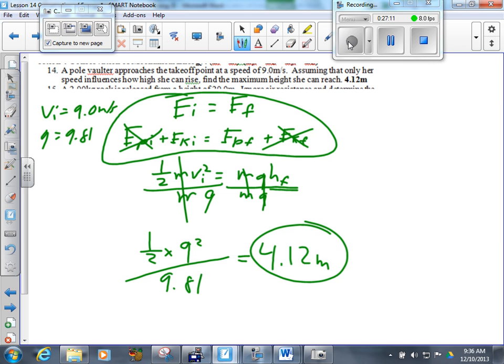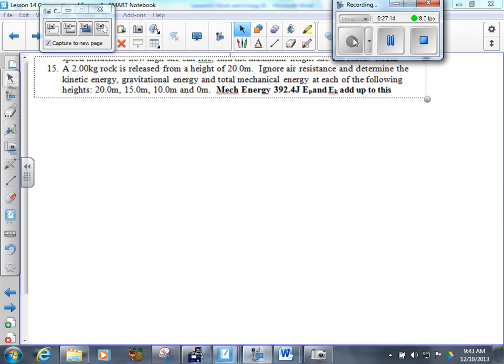Okay, but it's possible that you could have a question with 2 or 1 of them being 0. Okay, all right, keep going there, guys. So we've got this 2-kilogram rock released from a height of 20 meters. If it is released from a height of 20 meters, what kind of energy did it have at 20 meters? Potential only. All right. Okay. So it says ignore air resistance and determine the kinetic energy, gravitational energy, and total mechanical energy at each of the following heights. All right. What do we know about this number here? It stays the same. All right. It can never have more mechanical energy than it had at the beginning because there's nothing doing any work on it as it falls. Agreed?